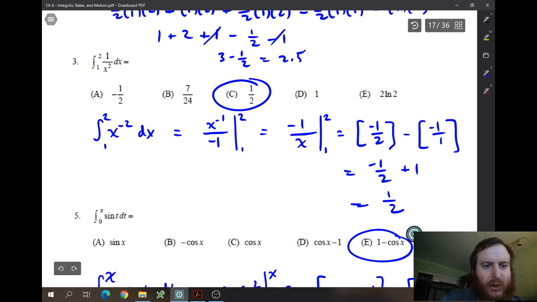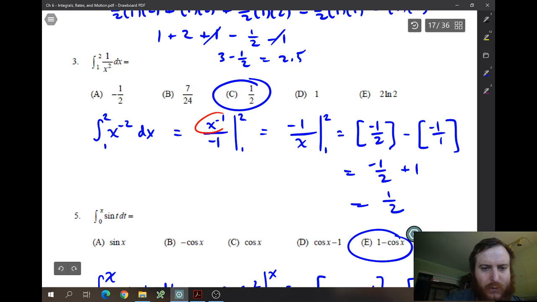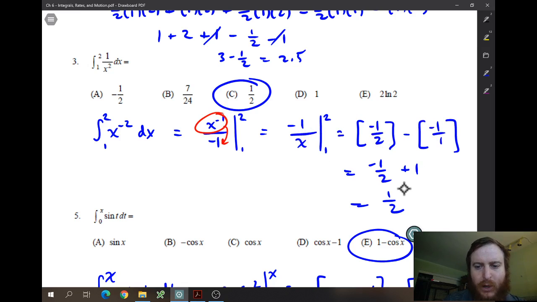Okay, number 3 is almost identical to the very first question that we did today, but adding on endpoints. We have x to the negative first over -1. I just rewrote this: I pulled the negative out and moved that to the denominator. So we get -1 over x from 1 to 2. It's -1/2 minus -1, which is +1/2.